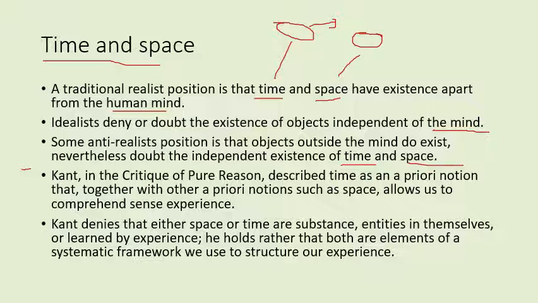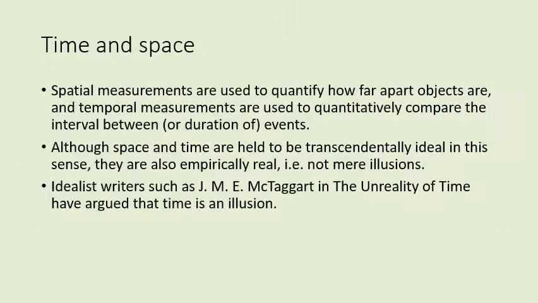Immanuel Kant, in the Critique of Pure Reason, described time as an a priori notion. You have to take that into consideration, that altogether with other a priori notions such as space, this allows us to comprehend sense experience. Kant, however, denies that either space or time are substance, entities in themselves, or learned by experience. He holds rather that both are elements of a systematic framework we use to structure our experience.